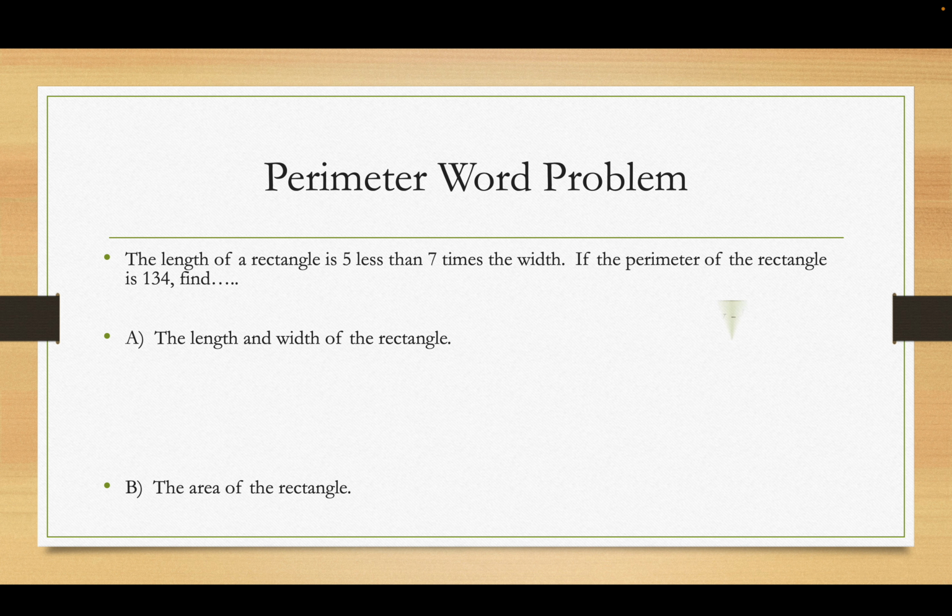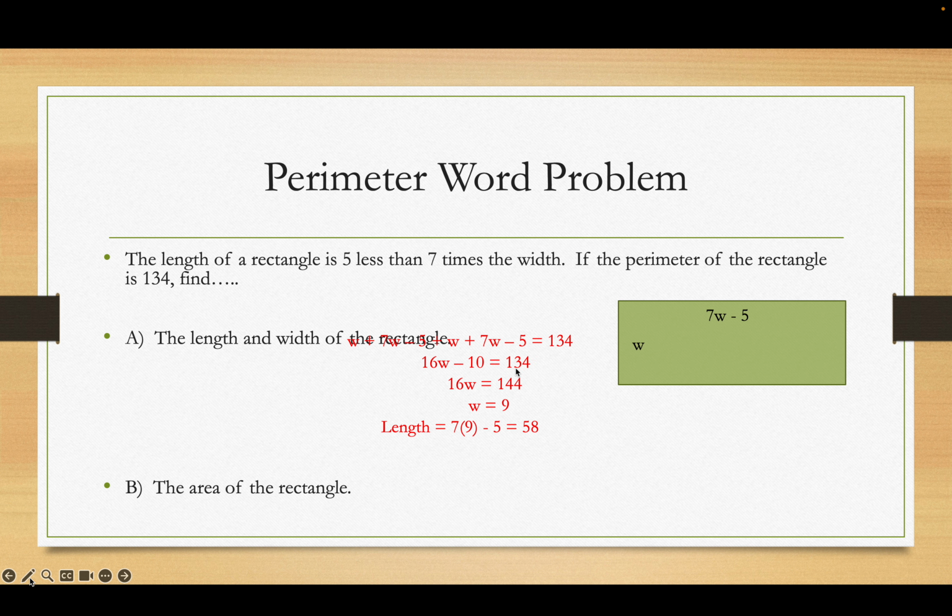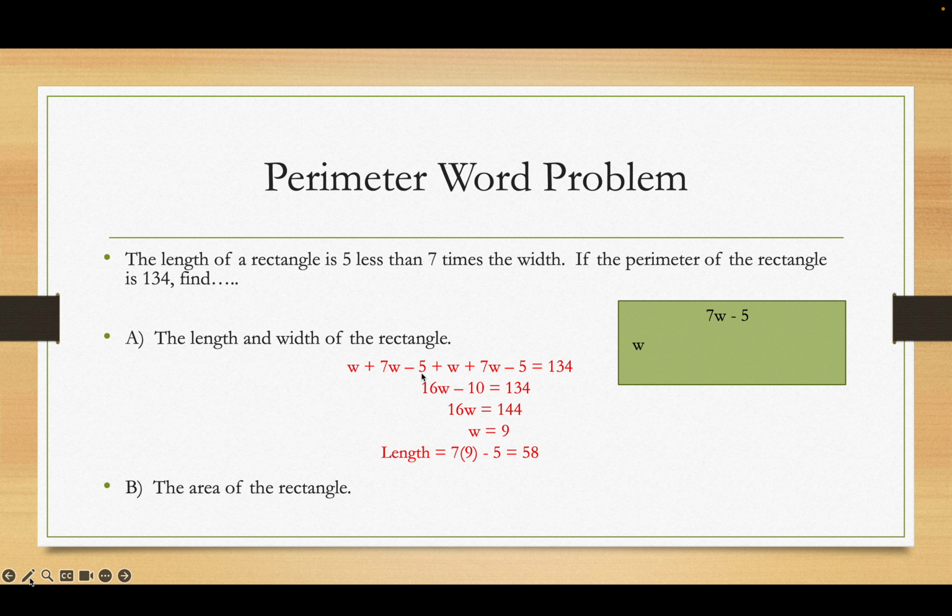Okay, so there's a rectangle, and it says the length of the rectangle is 5 less than 7 times the width. So I have W and 7W minus 5. If the perimeter is 134. So the perimeter has 4 sides of the rectangle. When it says 5 less than 7 times the width, we see that phrase less than, last shall be first, first shall be last. Switch that order, I get 7W minus 5. So that gives me W plus 7W minus 5 plus the other width plus the other bottom is 134.